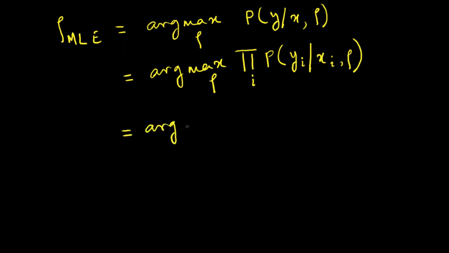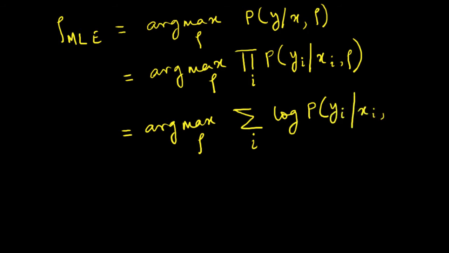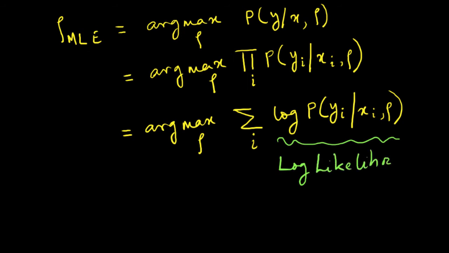So this is equal to argmax of rho summation over all i log of probability of yi given xi comma rho. Now this quantity is called the log likelihood and can be denoted by LL. So this is what we are going to maximize in our maximum likelihood estimator.